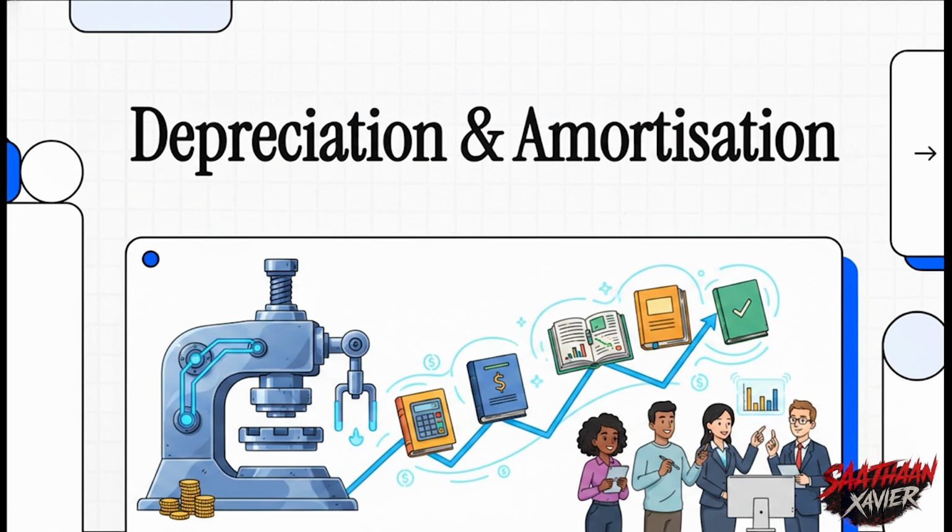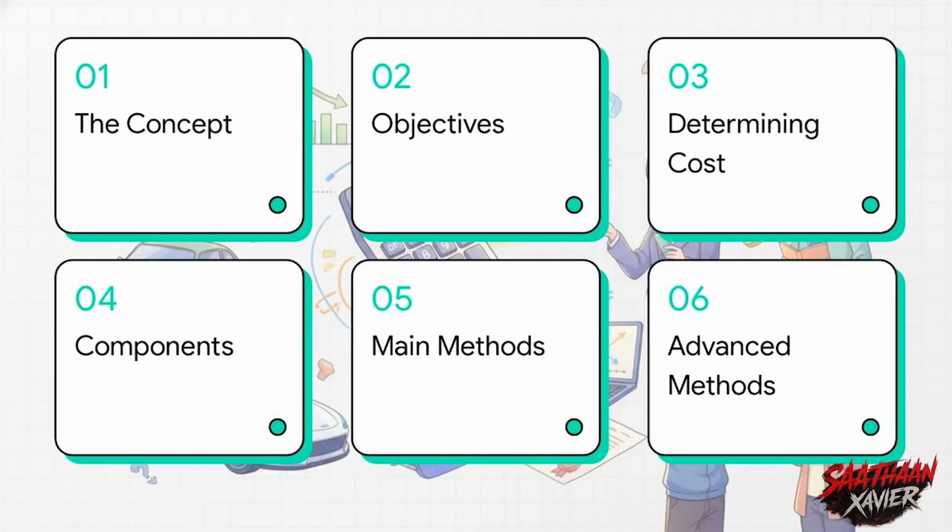We are going to completely master depreciation, taking you from the absolute basics all the way to those advanced accounting methods. So let's get right into it. Here is our game plan. We'll be hitting the concept, the main objectives, figuring out the true cost, component-based depreciation, the main methods you need to know, and then wrapping up with advanced methods and a solid recap.